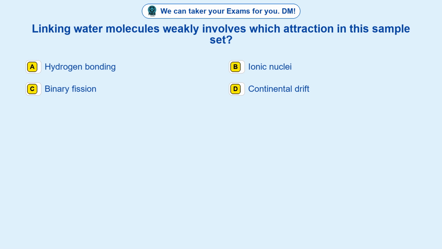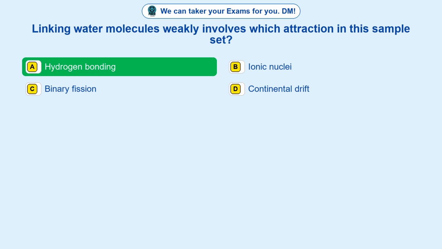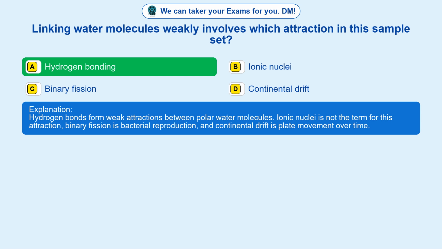Question 51. Linking water molecules weakly involves which attraction in the sample set? Option A, hydrogen bonding. Option B, ionic nuclei. Option C, binary fission. Option D, continental drift. The correct answer is option A. Hydrogen bonding. Hydrogen bonds form weak attractions between polar water molecules. Ionic nuclei is not the term for this attraction, binary fission is bacterial reproduction, and continental drift is plate movement over time.